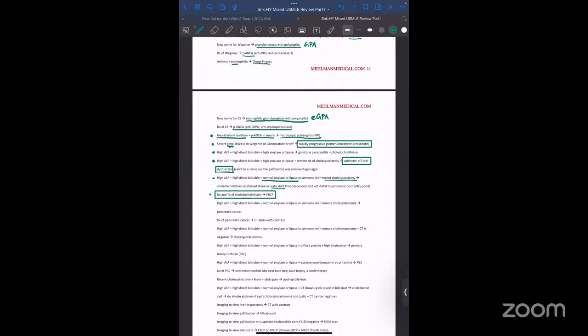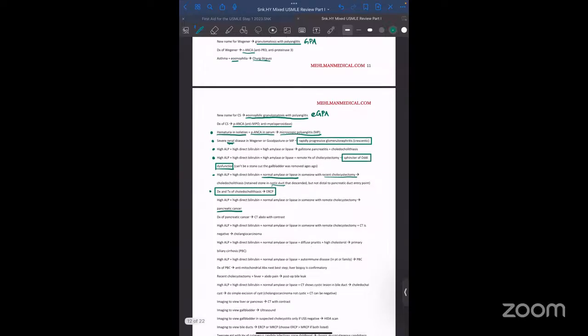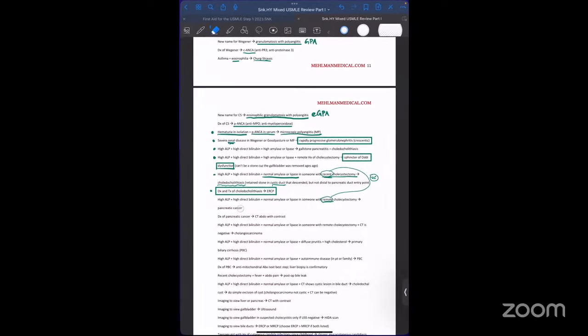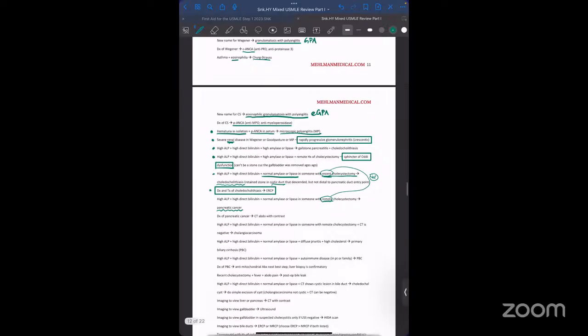Then next is high ALP plus high direct bili plus normal amylase or lipase in someone with remote cholecystectomy: pancreatic cancer. What was different between here and here? This was recent, this was remote, so far away in the past history. If it was recent, then we think choledocholithiasis, basically the stone escaped into the duct. But if it's a remote history, now this is pancreatic cancer. Okay. How do we diagnose pancreatic cancer? CT abdomen with contrast.